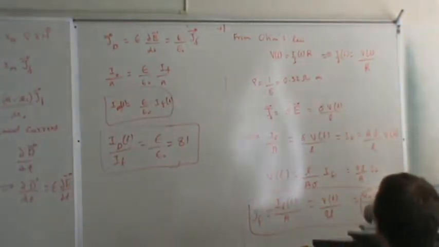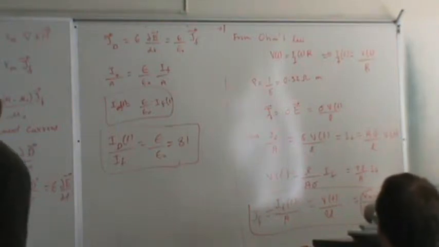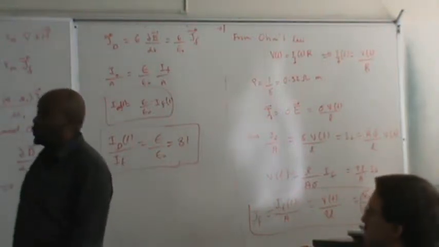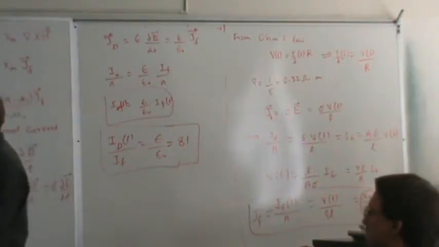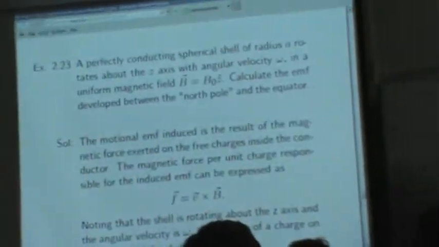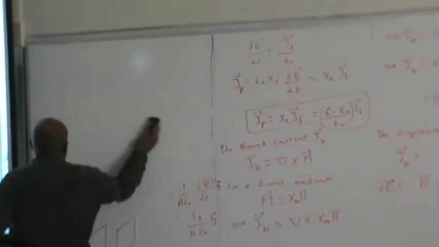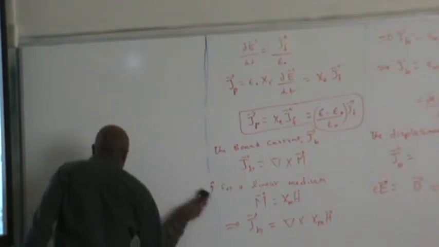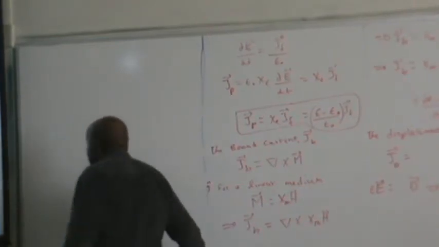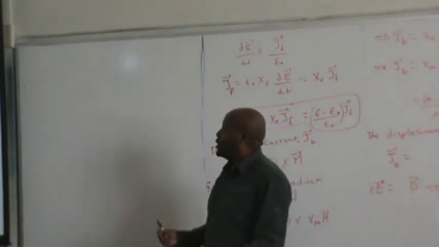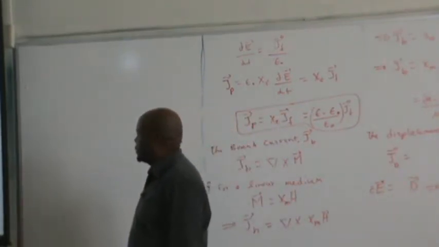Let's do this example. A perfectly conducting spherical shell of radius a rotates about the z-axis with angular velocity omega in a uniform magnetic field B. Calculate the electromotive force developed between the North Pole and the equator. So what's responsible for this development of an electromotive force or voltage?